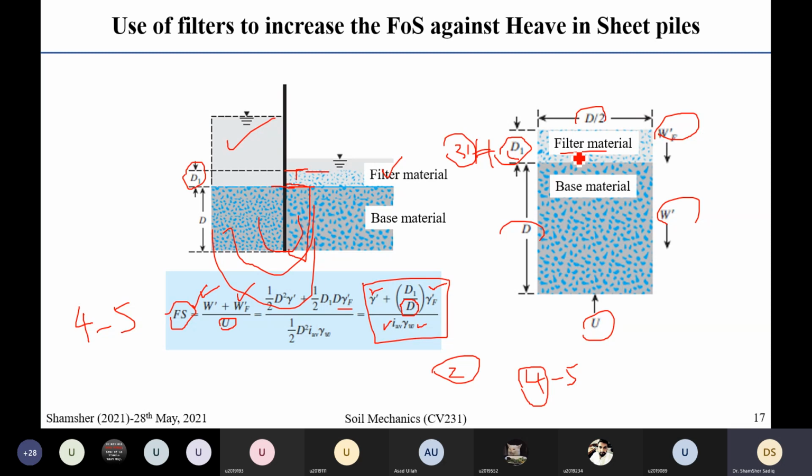So Mehran, can you explain what is filter material, why we are adding filter material to make the factor of safety greater than 1, और फिर ये D1 हम कैसे कैलकुलेट करते हैं हिट एंड ट्रायल से, और हम क्यों 4 and 5 वैल्यू रखना चाहते हैं? Can you answer all of these questions?